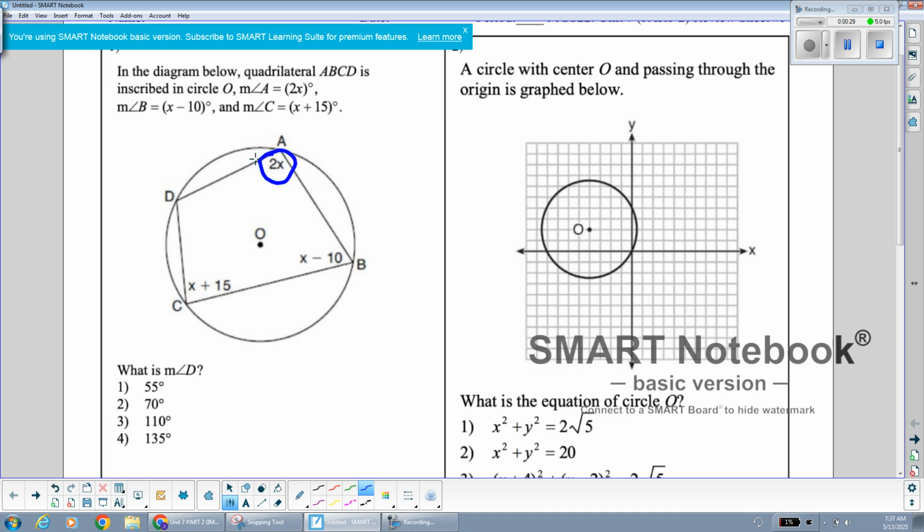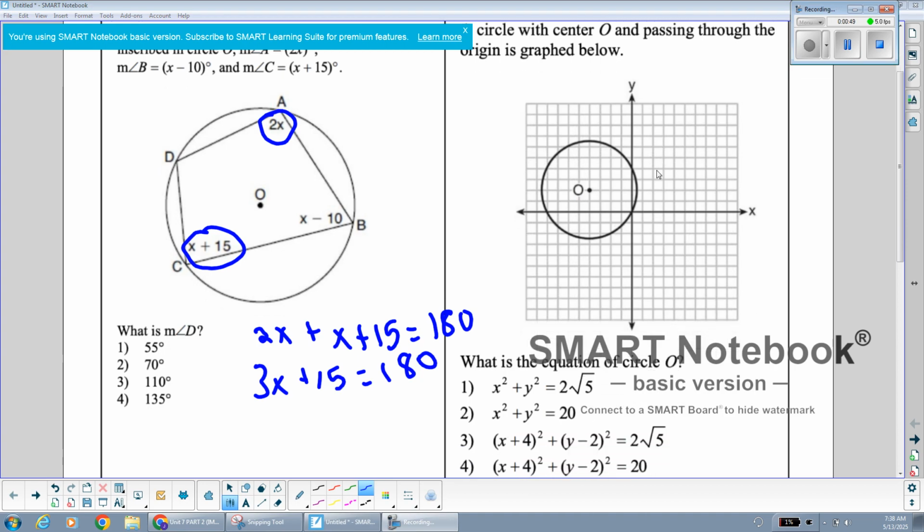So all I need to do is take a pair of opposite angles since they all use x, and I just need to make an equation that says if I put the opposite angles together, I get 180 degrees. 180 minus 15 is 165. Divided by 3 is 55. Notice how 55 is the answer choice? Make sure that you plug in.